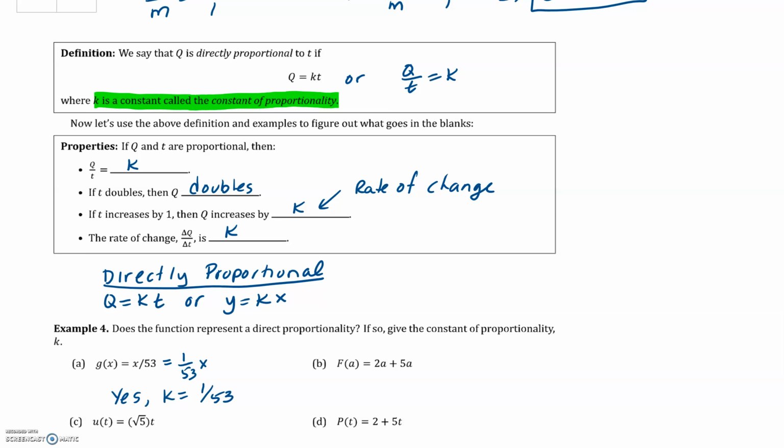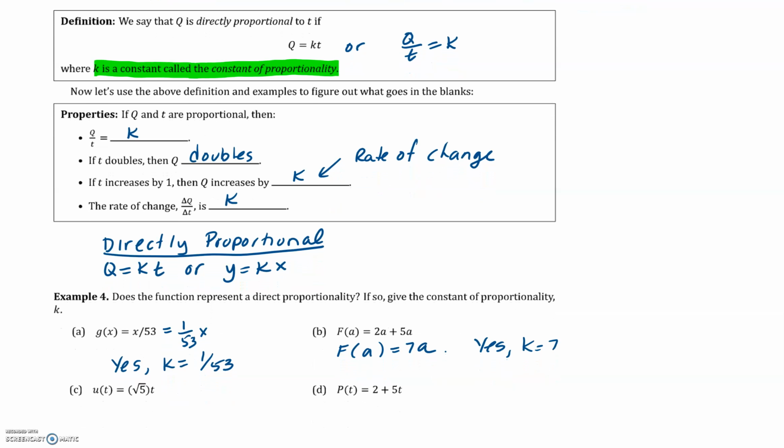Even in part B, the answer is yes, because we could change this to, add them together, 7a. So it's a K times the variable. So yes, and the K is 7. Even with radicals, it could be a fraction, it could be a number. Here this would be yes, K would equal square root of 5. That is a number, you can get a decimal for that. This one is no. This is not just some K times T.